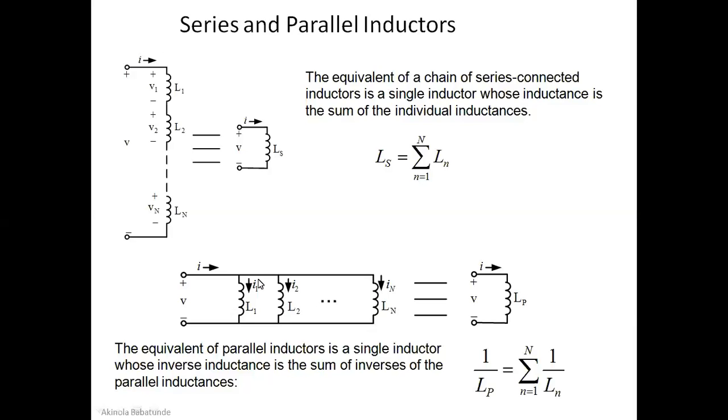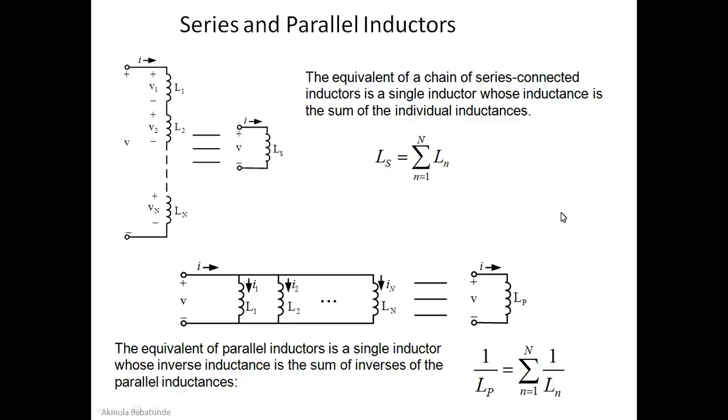The same thing goes for the parallel connection of inductors. The equivalent of parallel inductors is a single inductor whose inverse inductance is the sum of the inverses of the parallel inductors. So you have 1 over Lp equal to 1 over L1 plus 1 over L2 plus 1 over L3 right on to 1 over Ln. You add all of those together, and then you can find the equivalent of the parallel connected inductors.